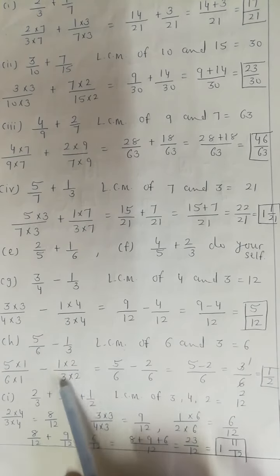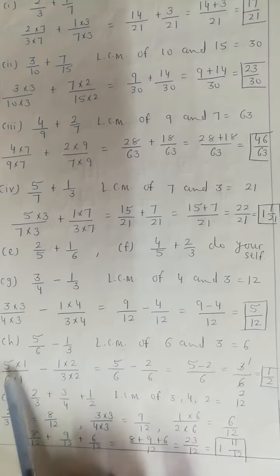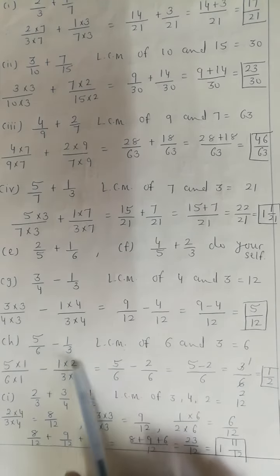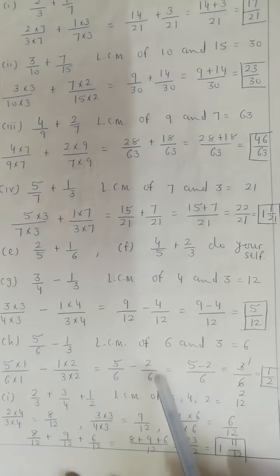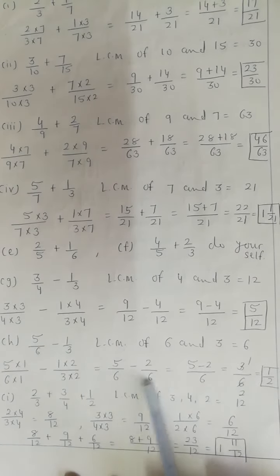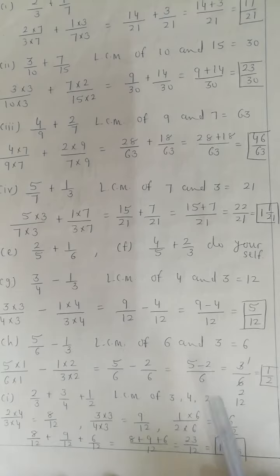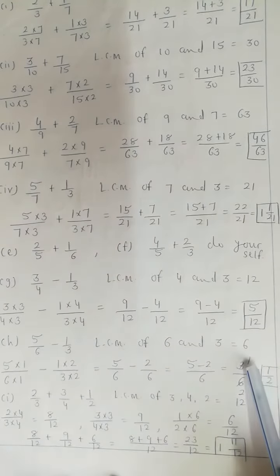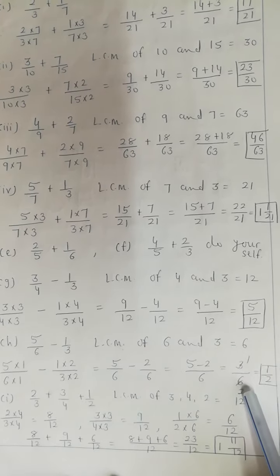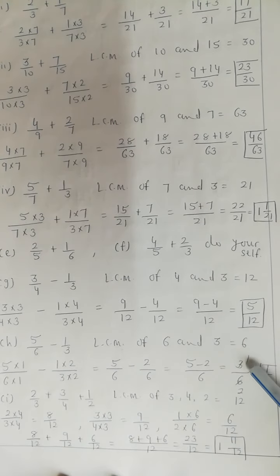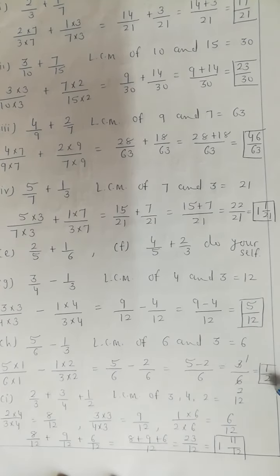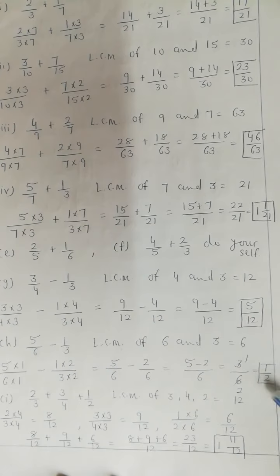1 into 2 upon 3 into 2. 5 ones are 5. 6 ones are 6. Minus 1 twos are 2. 3 twos are 6. Now 6 in the denominator. 5 minus 2, answer will be 3. 3 upon 6. Now you can cut this number. 3 ones are 3, 3 twos are 6. Therefore your simplest form will be 1 upon 2.